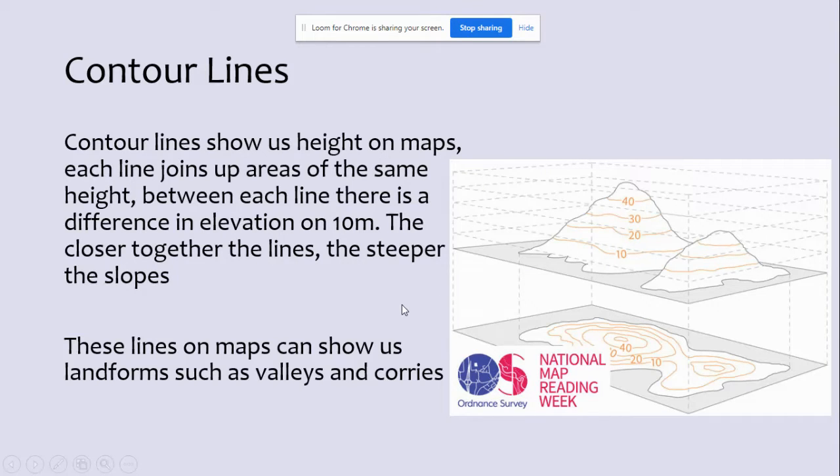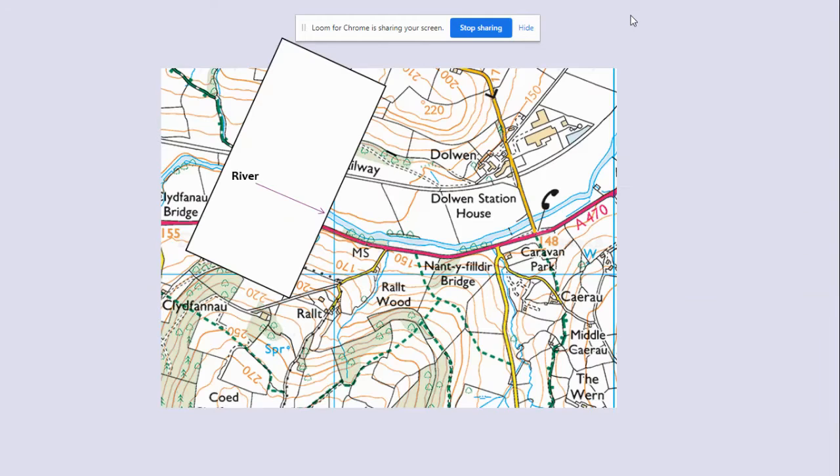And then the closer together the lines are, the steeper the slope, because it means there's less space between that 10-meter elevation, which means the slope is really going to be very steep. So rather than a gentle curve, if the lines are close together, we're going to have a steeper gradient like that. And these lines can show us landforms such as valleys, corries, and stuff like that. We can see them really clearly on these maps.